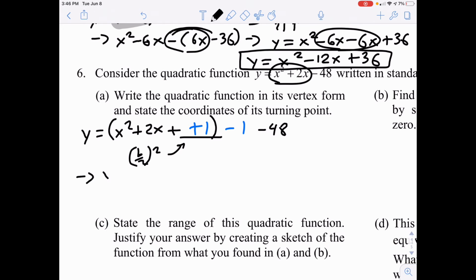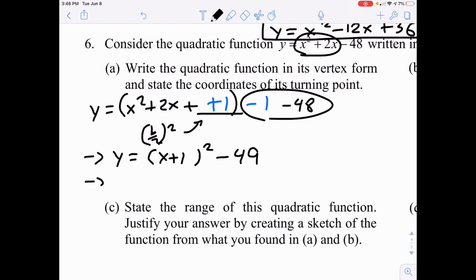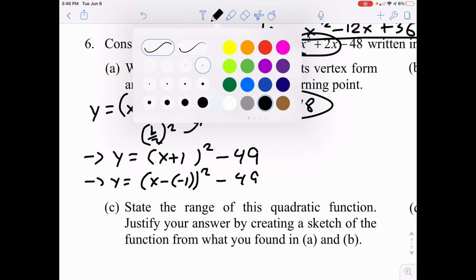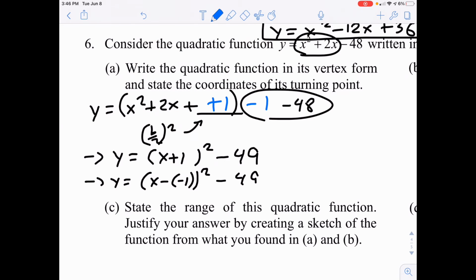And this becomes y is equal to a perfect square binomial of x plus 1, quantity squared, minus 49. This can be rewritten as y is equal to x minus negative 1 squared minus 49, which helps you identify this is your h, this is your k. And the vertex is always written as (h, k): negative 1, negative 49.